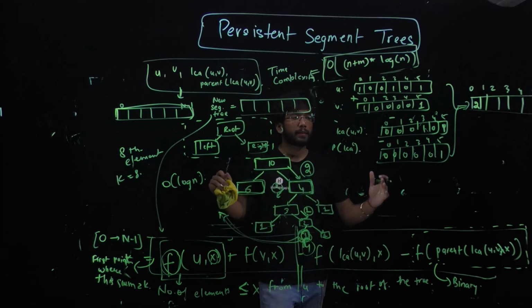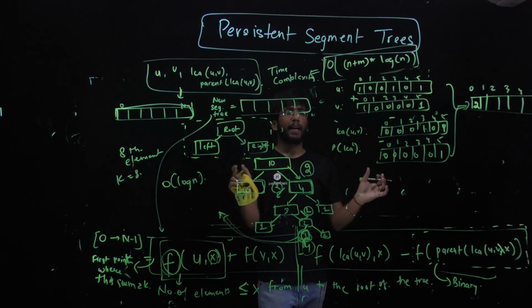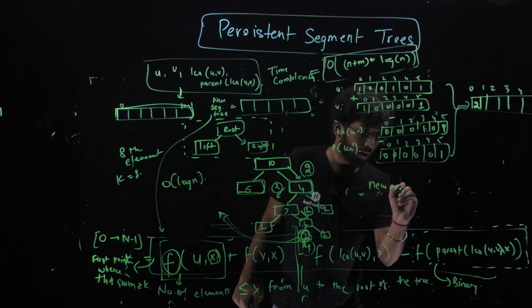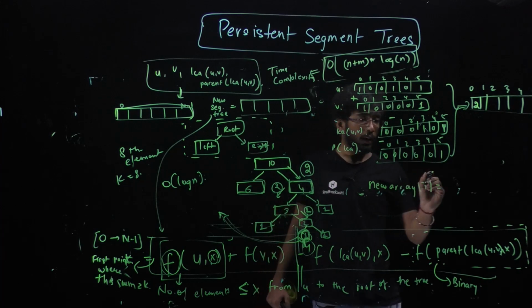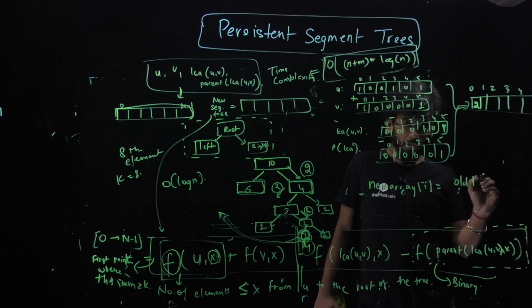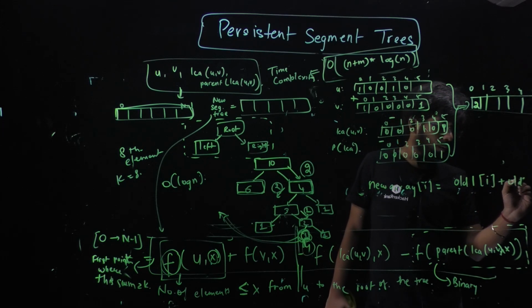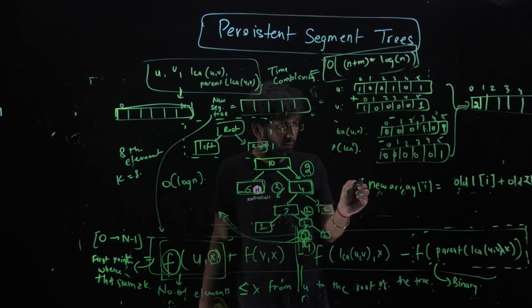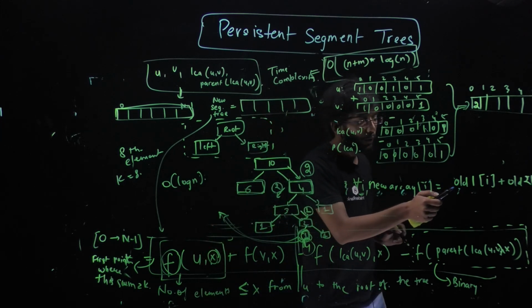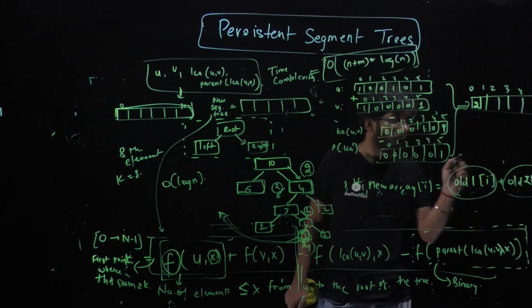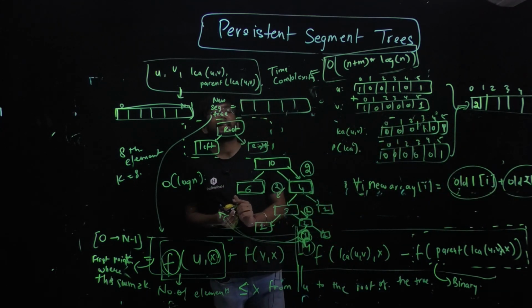So if I have 4 arrays of equal sizes, then adding arrays works like this: the new array at I would be old 1 at I plus old 2 at I. So if I were to add 2 arrays to form a new array, I need to perform this for all I. For all I, new array of I is equal to the value at old 1 at that position and the value at old 2 at that same position. So this is how things work.